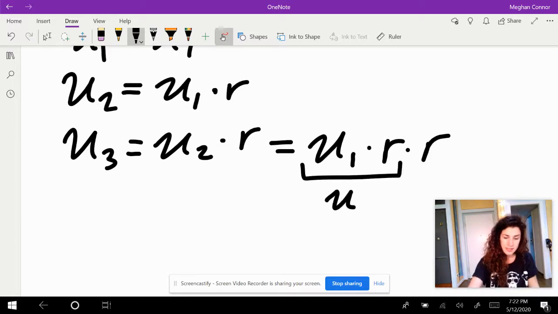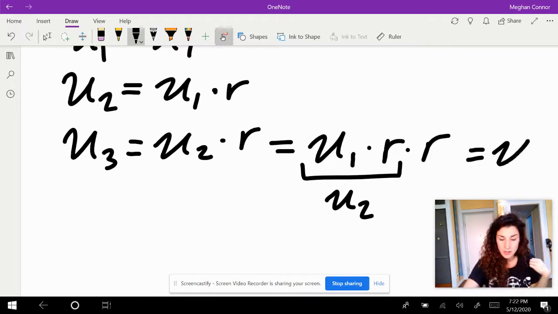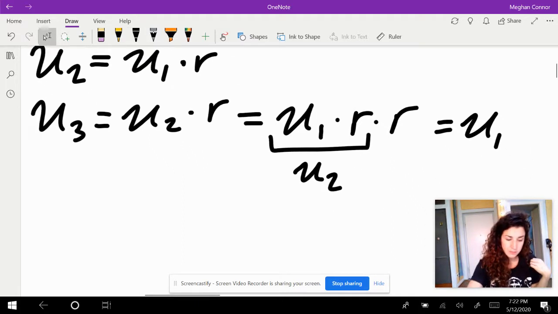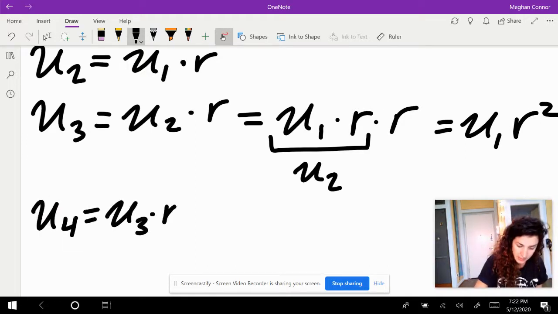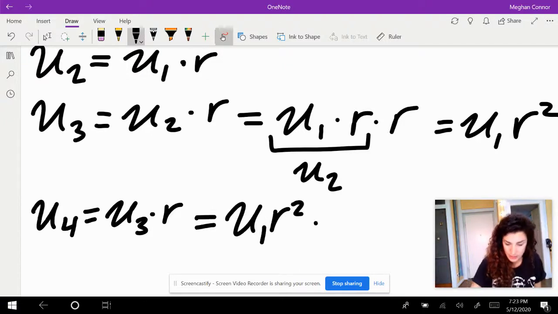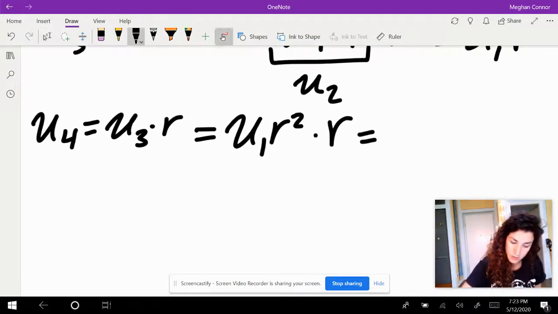This is u sub 2. So I just did a substitution there. And then I can combine like terms. R times r is r squared. Okay, so then u sub 4 would be u sub 3 times r. Sorry, my u's look weird. Okay, and that equals u sub 1 times r squared times r, which is u sub 1 times r to the third power.